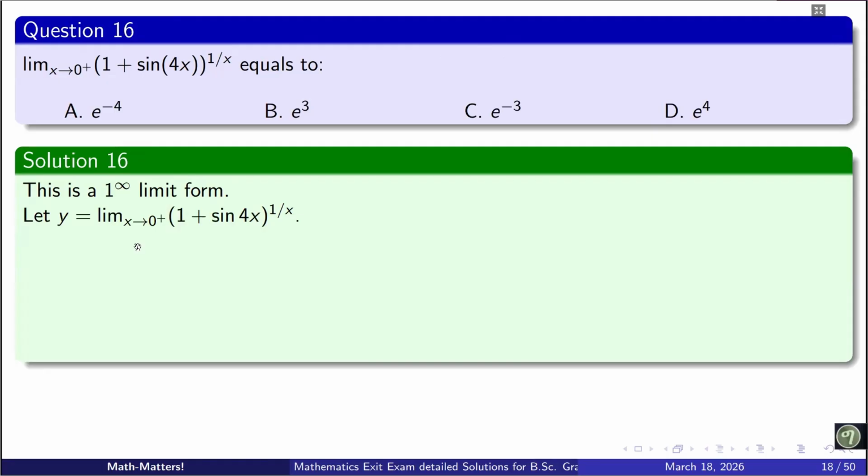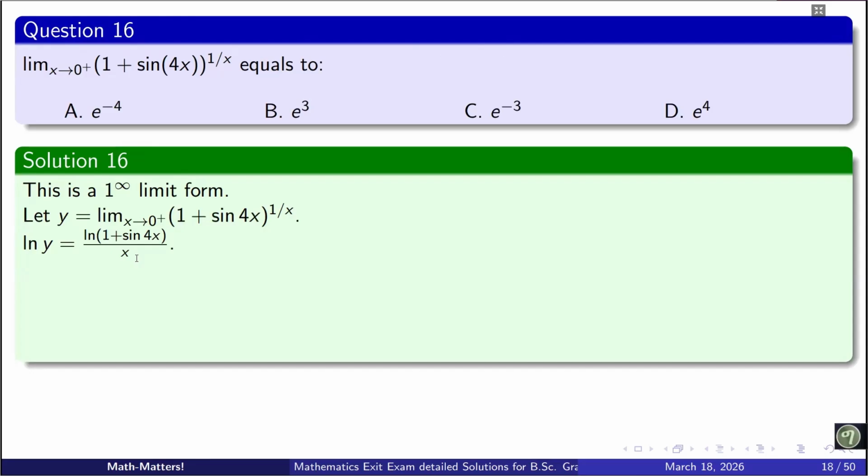So to do this, let's assume that the limit of this function at 0 from the right side is y. Then let us take the natural logarithm of both sides of this equation. So we have ln y equal to ln of (1 + sin 4x)^(1/x). Using the laws of logarithms, we can bring the exponent down as a coefficient, so it is just ln of (1 + sin 4x) over x.